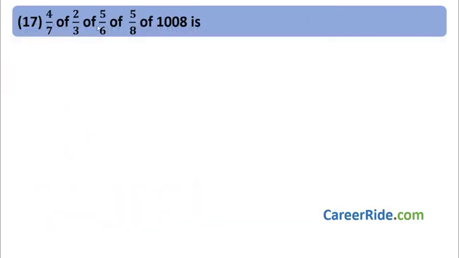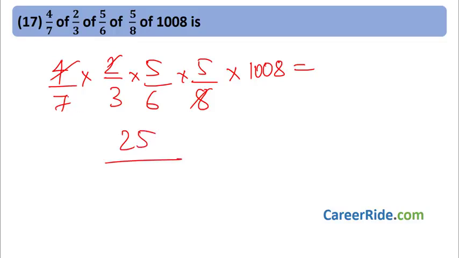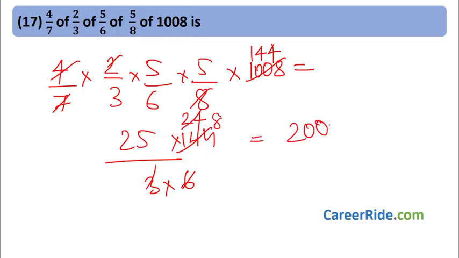4 by 7 of 2 by 3 of 5 by 6 of 5 by 8 of 1008 is again very easy. Of means multiplication, right? So we are just multiplying this. Let us see what do we get. 1008, that would be equal to 4 2s are 8. Okay. So we'll have 5 5s are 25 over here, right? Now 7 1s are 7, 7 4s are 28, 144. Into 1, 44, 3 into 6, 6 2s are 12, 24, 4s are 8s are, answer is 200.